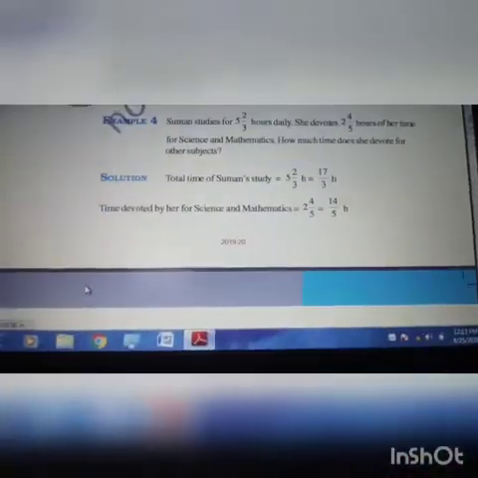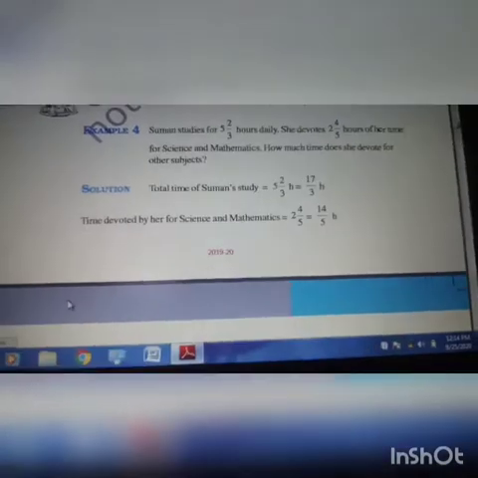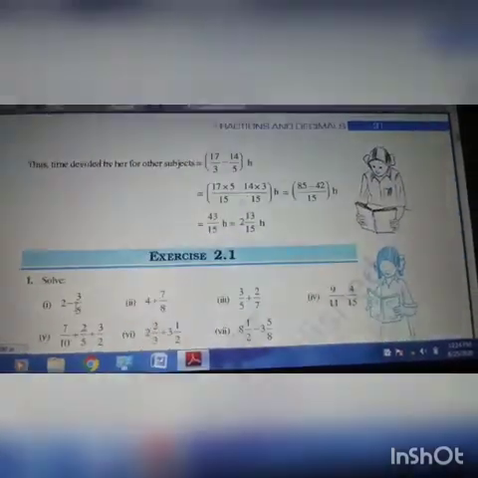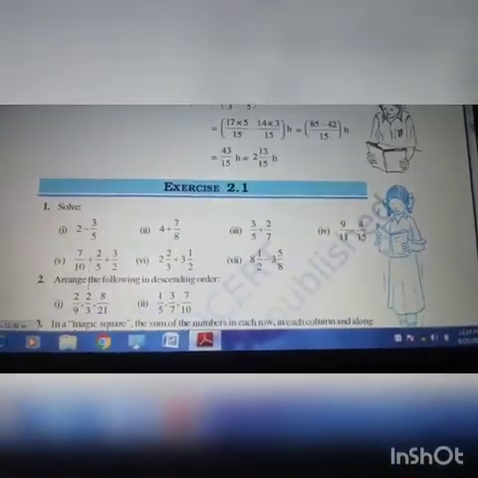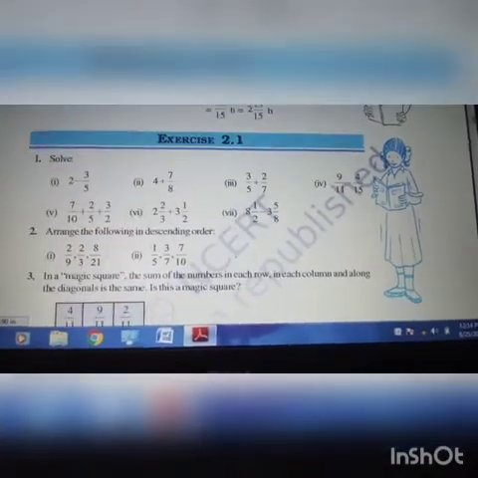You read the word problem and understand whether it is addition or subtraction. Then you do it, okay? We have already dealt with addition, subtraction of fractions, right? So it's very easy. See here, we have given solve problem.